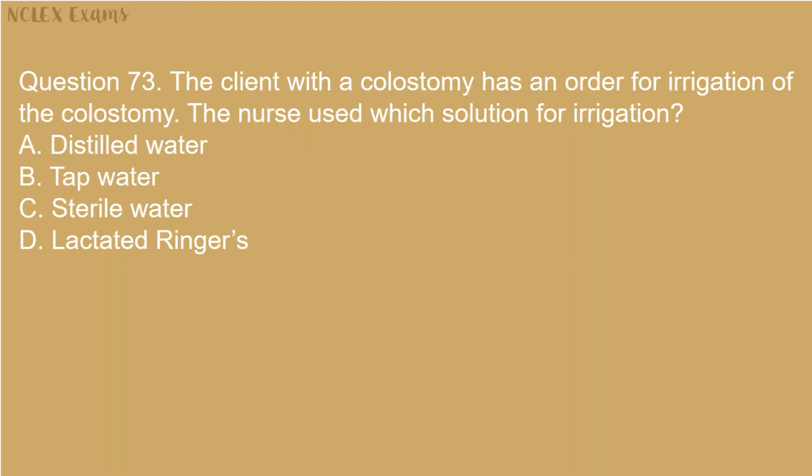Question 73. The client with a colostomy has an order for irrigation of the colostomy. The nurse uses which solution for irrigation? A. Distilled water. B. Tap water. C. Sterile water. D. Lactated Ringer's.